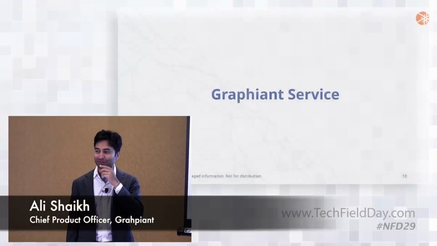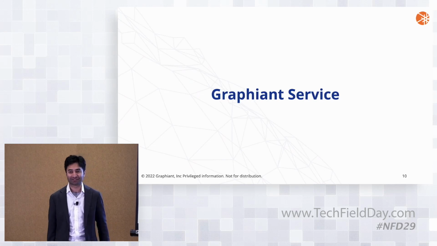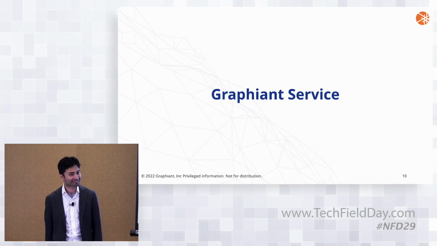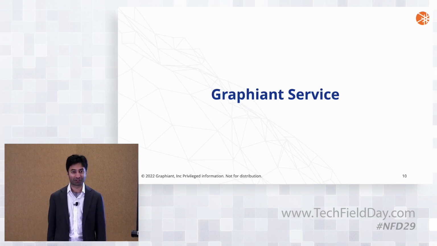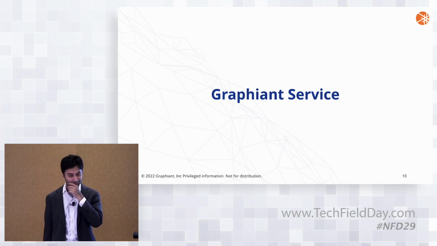My name's Ali Shaikh. I'm the Chief Product Officer for Graphiant. Before this, I was at Cisco doing the Viptela and Meraki SD-WAN stuff for quite a while. And before that, I was doing the majority of the Viptela deployments between 2013 all the way to acquisition.